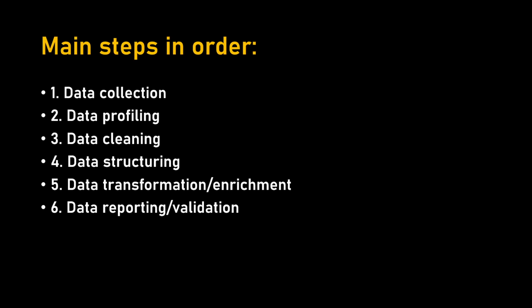Step 5 is to transform or enrich the data. By that, it is to put new information in new columns with the available information of the dataset. And the last step is to report or validate the data by putting it into the model and experimenting.